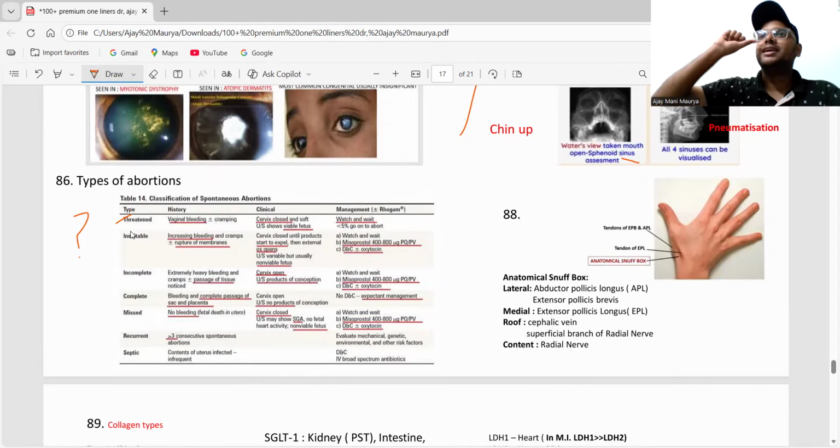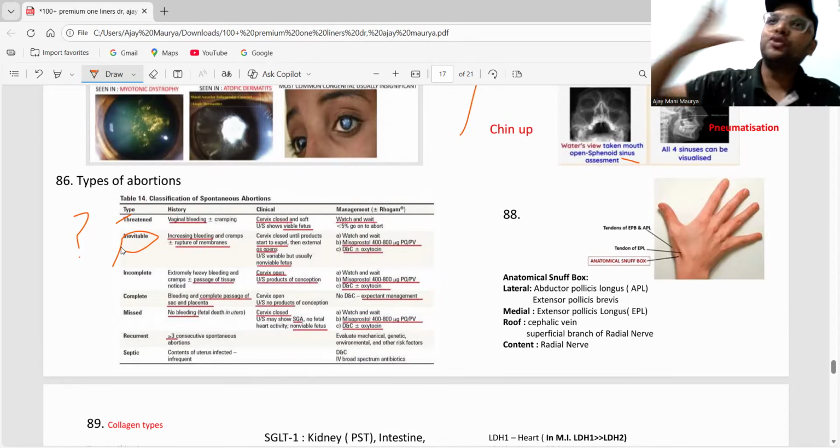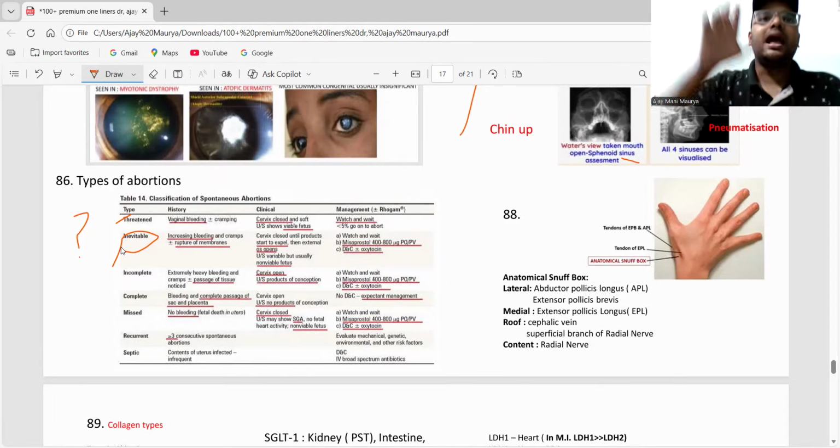What is threatened abortion? It means there is a threat to the baby. Like someone tells you, I will kill you. He's giving a warning, but there is nothing. So this is threatened abortion. On the ultrasound the fetus is viable here. Only 5% will go to abortion. Next one, inevitable abortion: abortion will happen.